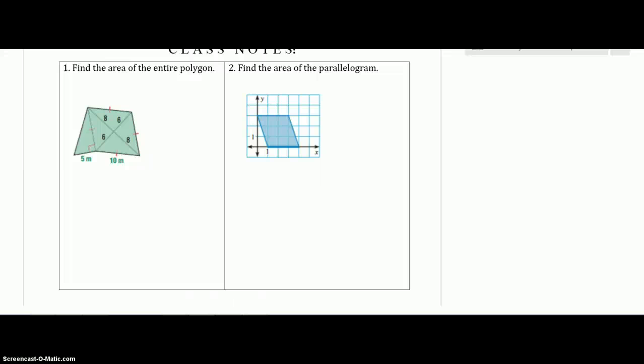Going to find the area of the entire polygon.